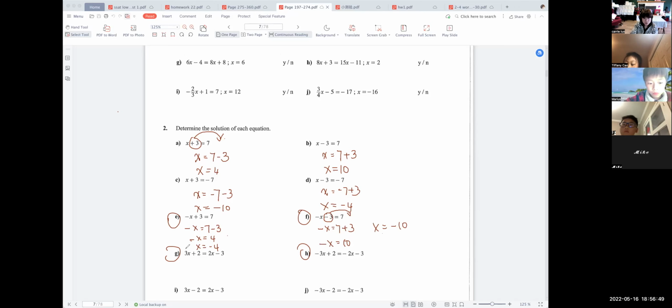Okay, so next one. This one is a little bit hard. Everybody, I'm going to explain this one in detail. So we have 3x plus 2 equals 2x minus 3. The target is moving the variable to one side and moving the numbers to the other side. So 3x minus 2x equals negative 3 minus 2. Get it, everybody? Because this is positive 2, move it there and it will be negative 2. And this positive 2x, move it there and it will be negative 2x. So x equals negative 5. Okay, get it? This part.